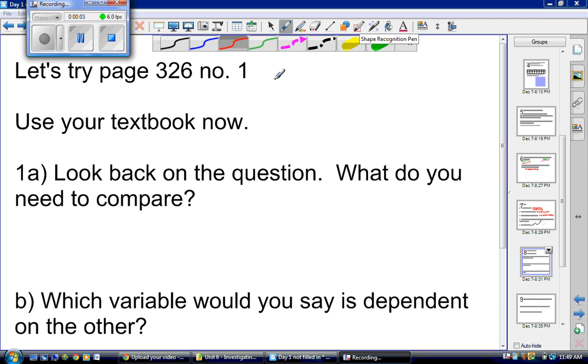Okay, I'm hoping this is part 4 and the last part. We're going to try a few of the examples now. So on page 326 in your book, you'll need your textbook. So take a minute and get your textbook and take a look at 326. I better do that too.